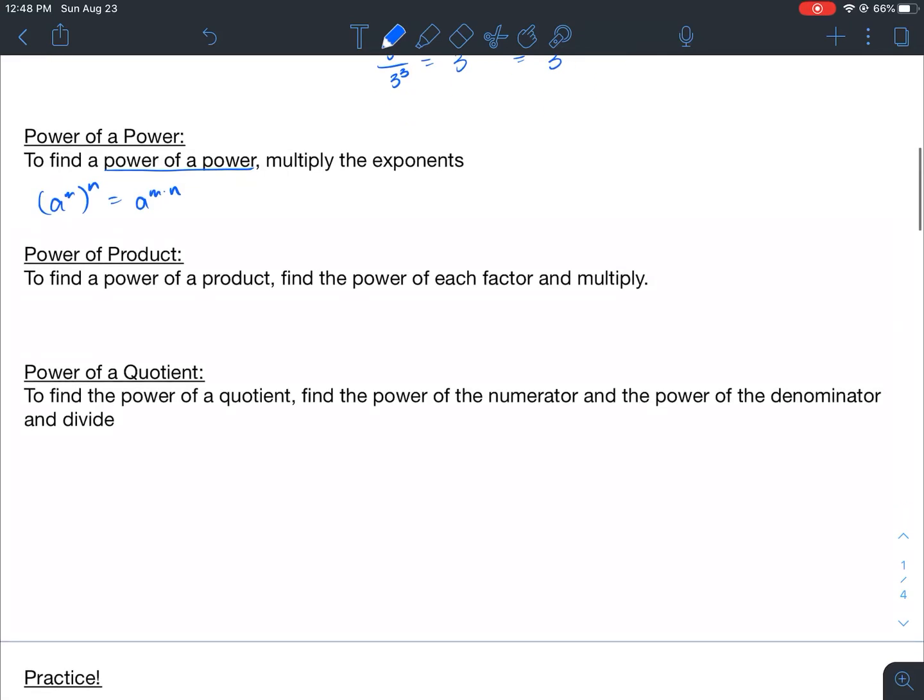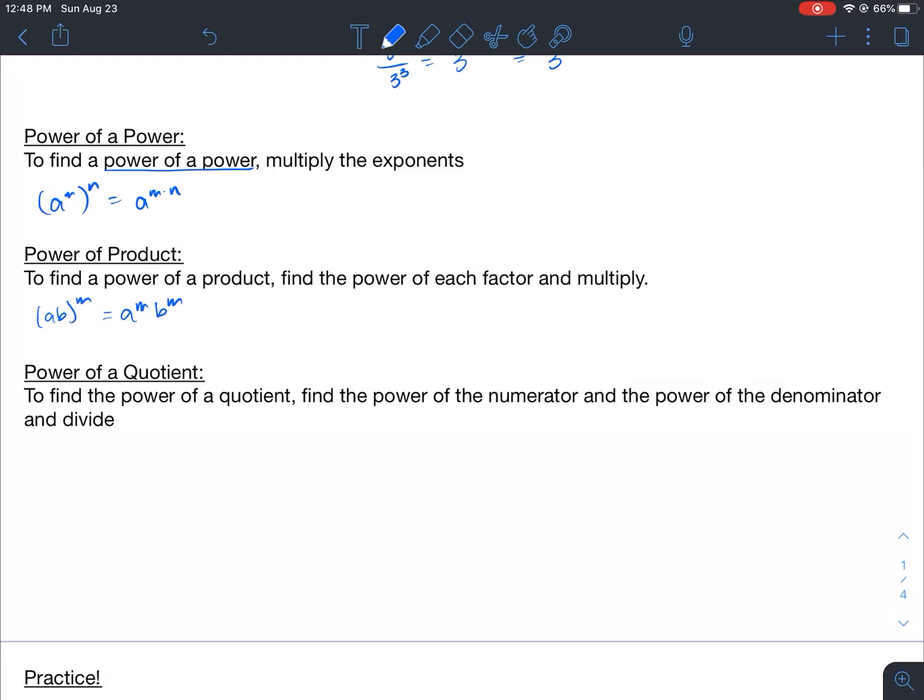Okay, now a power of a product. So this is saying (AB) raised to the m. To find the power of a product, our product is A times B, and it has a power of m. It says find the power of each factor and multiply. So we find the power of each factor and multiply them together. This is equal to A to the m times B to the m.